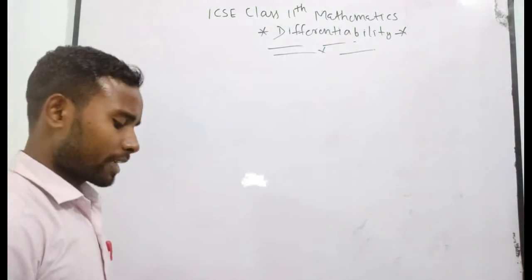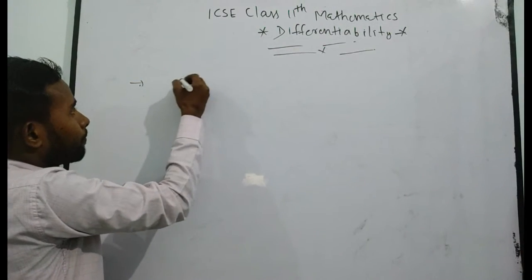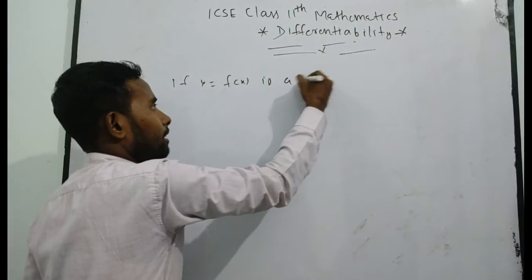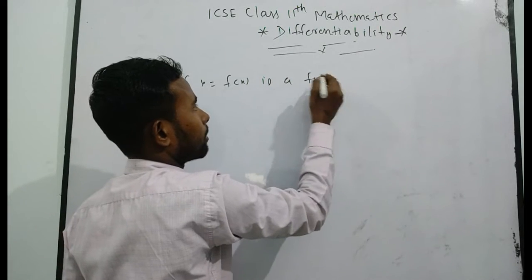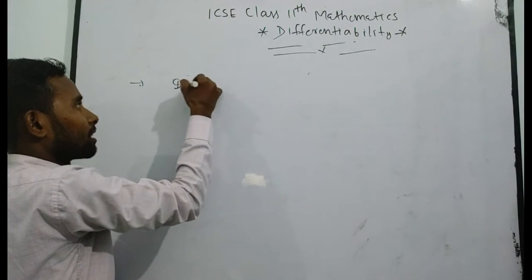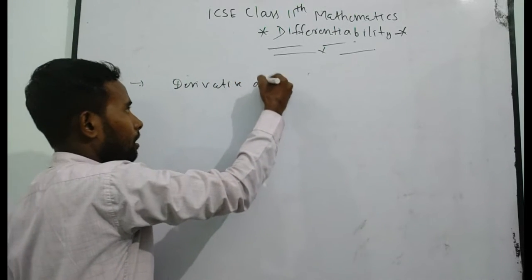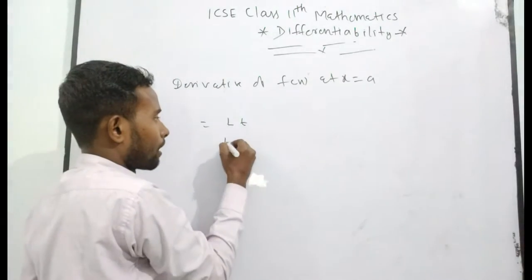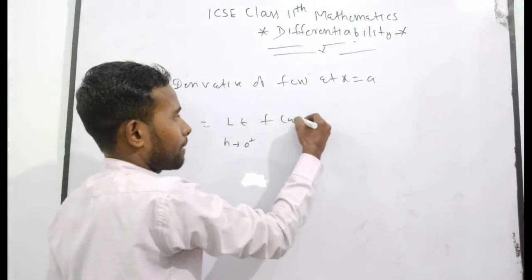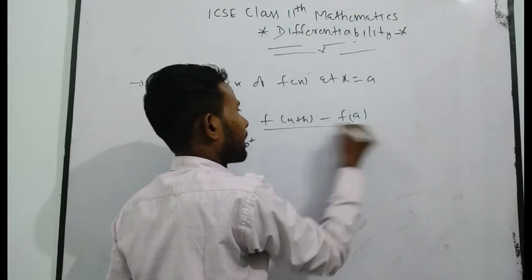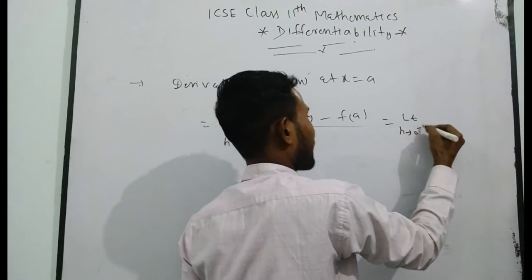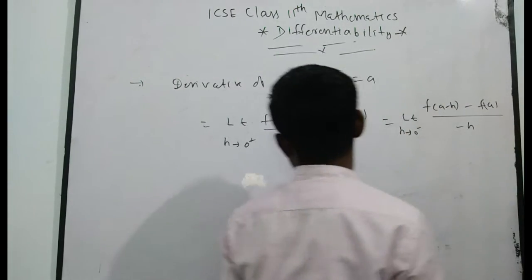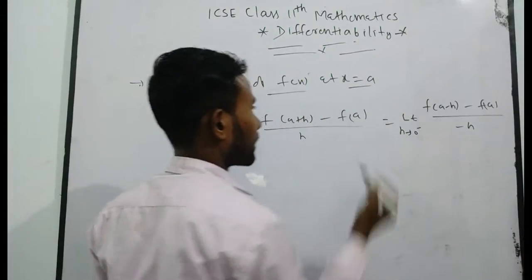Before writing, I want to restate: if y is equal to f(x) is a function, the derivative of f(x) at x equal to a will be the limit h tends to 0 from the right-hand side of f(a plus h) minus f(a) divided by h, or it is also equal to the limit h tends to 0 from the left-hand side of f(a minus h) minus f(a) divided by minus h. This is the concept of the derivative of f(x) at x equal to a.